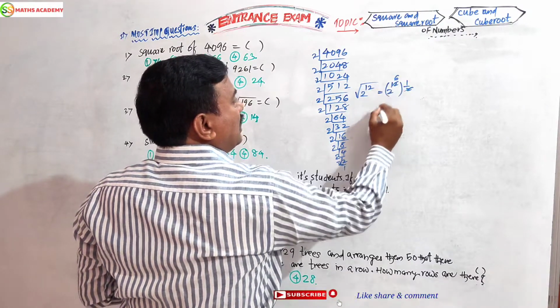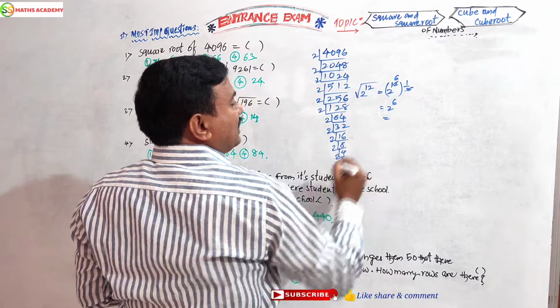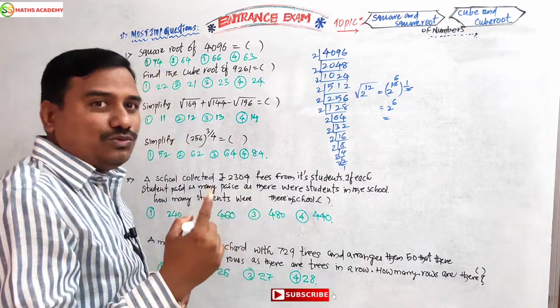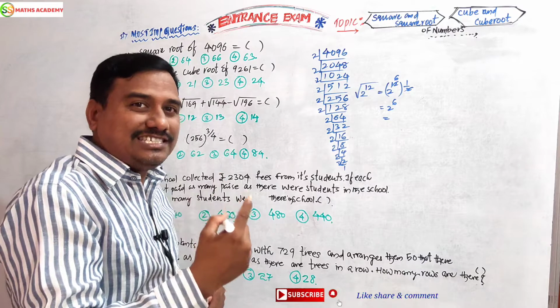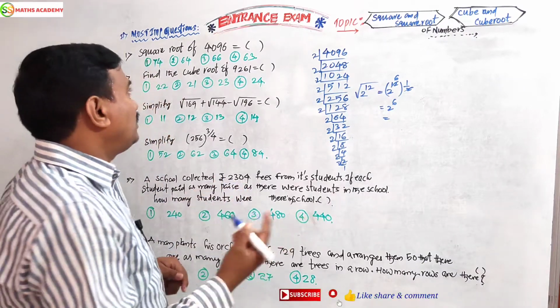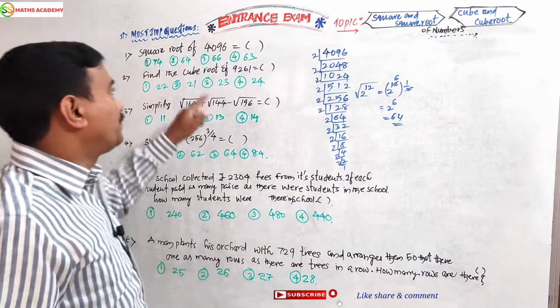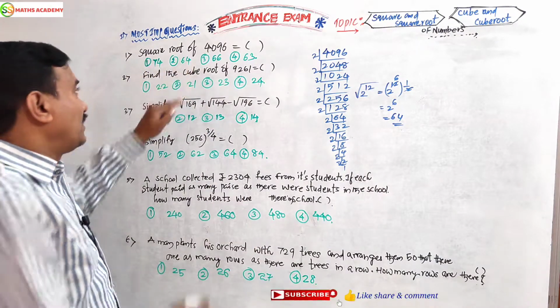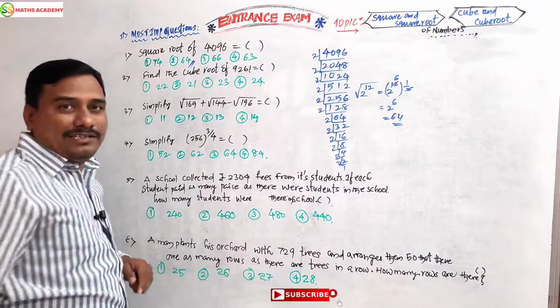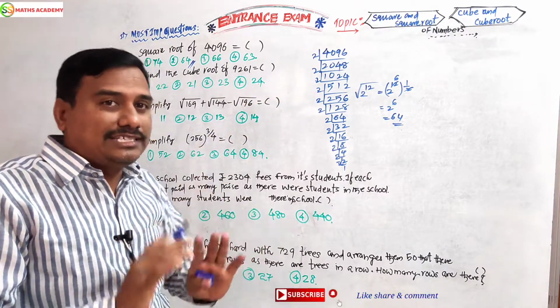So 2 to the power of 6 is nothing but 2 into 2 is 4, 4 into 2 is 8, 8 into 2 is 16, 16 into 2 is 32, 32 into 2 is 64. So 2 to the power of 6 is nothing but 64. Okay, this is the way we have to do it at exam time.